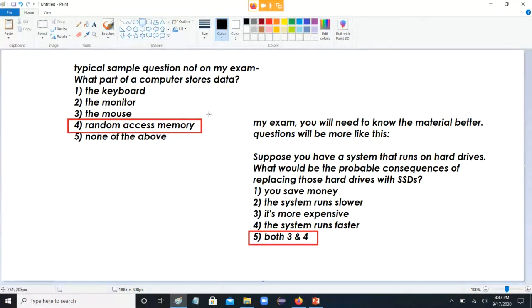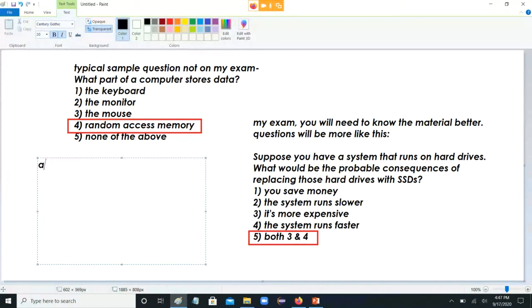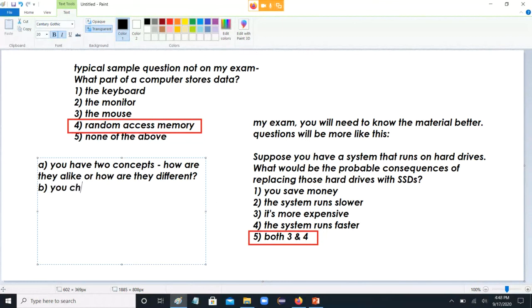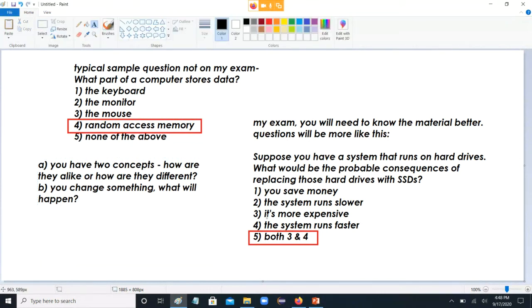Basically, it's not going to be so much matching the term to the definition. It's going to be questions like either A, you have two concepts, how are they alike, or how are they different? Or B, you change something, what will happen? A lot of the questions are going to be like that, and those are the more difficult ones. But again, it's open notes, so I don't feel bad about that. You need to know the material well so that you can answer these quickly within the time constraints.